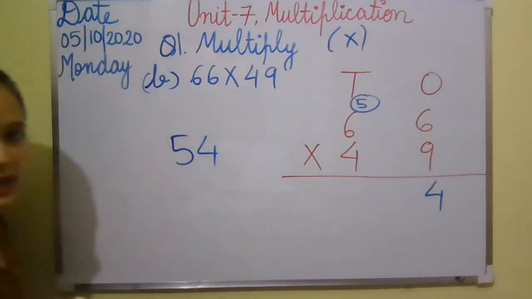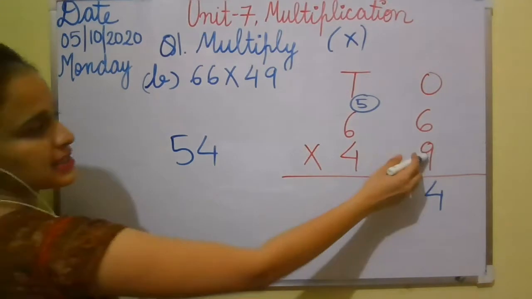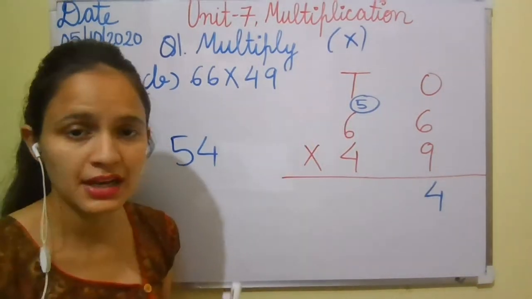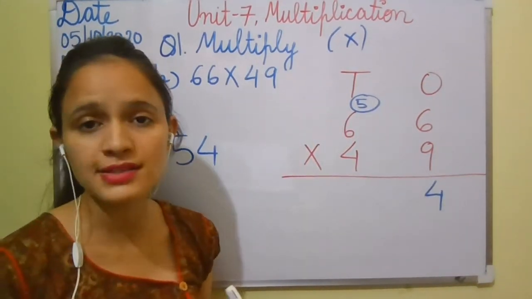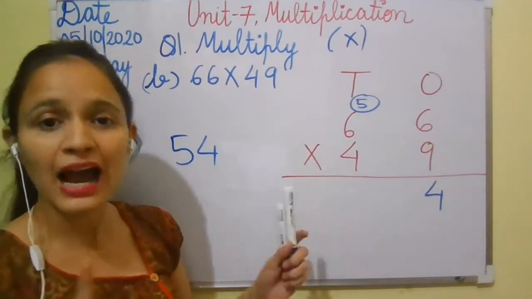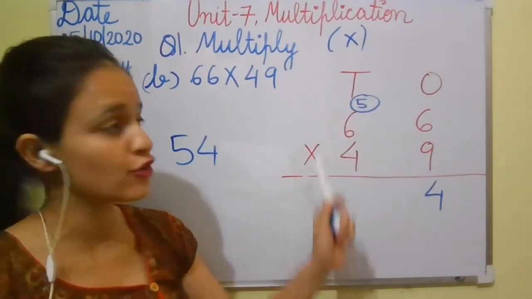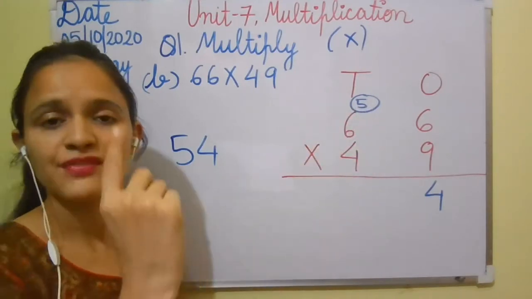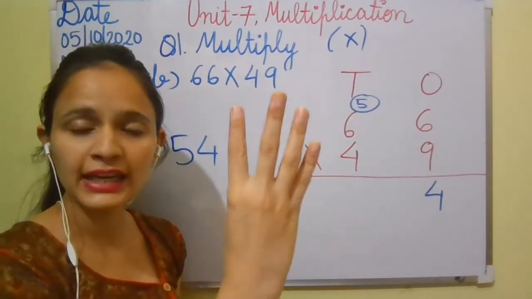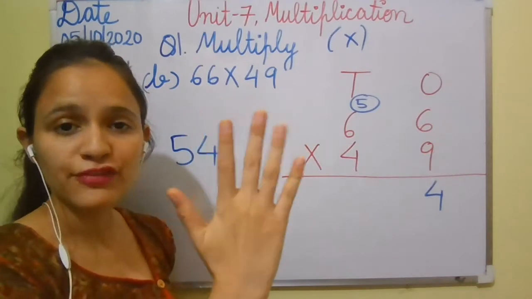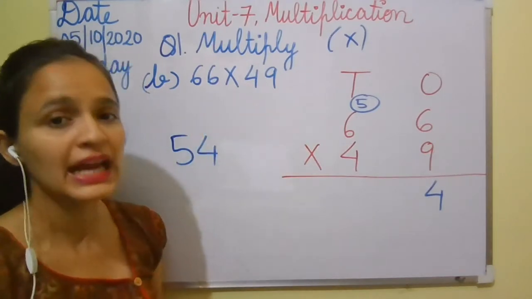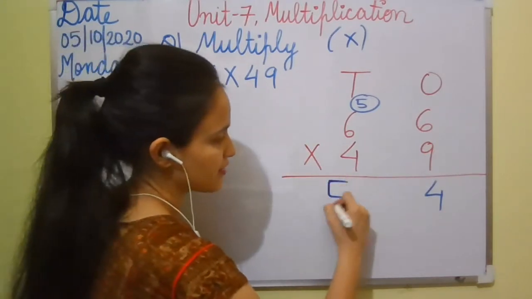Correct? Now 9 6s are 54, but 54 is not the final answer. We will get it after adding 5 to the 54. So 9 6s are 54, 54 plus 5, 55, 56, 57, 58, 59. So the answer here is 59.